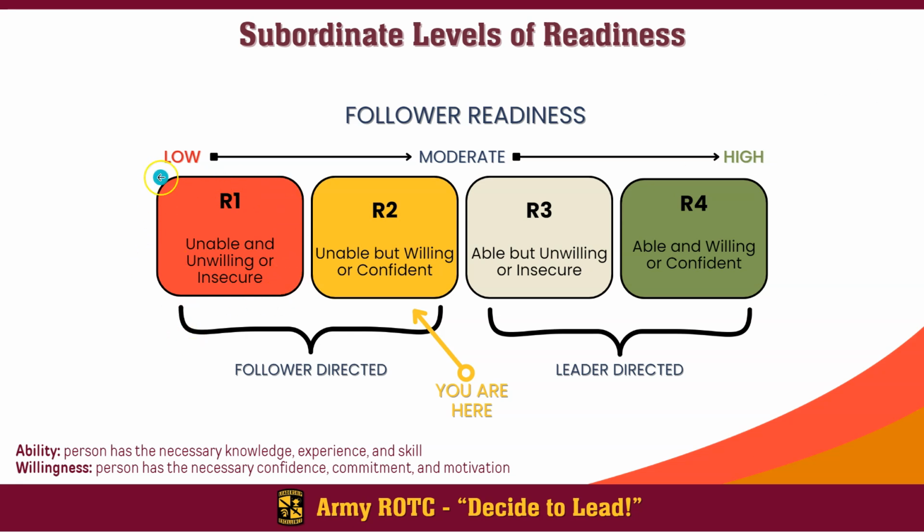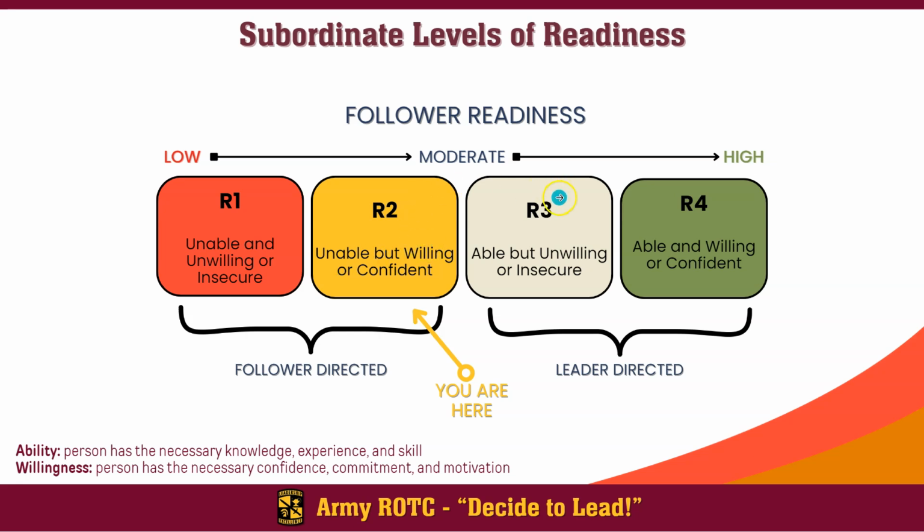So if they're in an R1 category, their readiness is very low. They're not ready to succeed. They're not ready for certain actions. This one, they're either unable and unwilling or insecure, not confident. So they're unable, they don't have the knowledge, they don't have the experience, they're just not capable of doing it. And they're not willing to learn, or they're pretty not confident, right? When they move into this R2 section, which again, is typically about where you should be if you're in MS2, you might not be completely capable, but hopefully you're more willing or confident, okay?